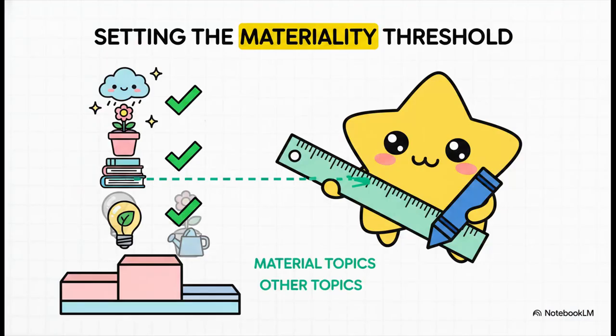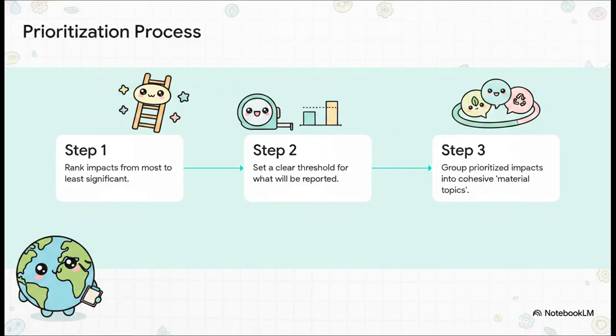So once you've got your ranked list, the organization has to make a really important decision. You need to set a clear threshold, a cutoff point. You have to draw a line in the sand. Every single impact that falls above that line is now officially considered a material topic that you're committing to report on. So if we just break that down, it's a pretty clear 3-part process.